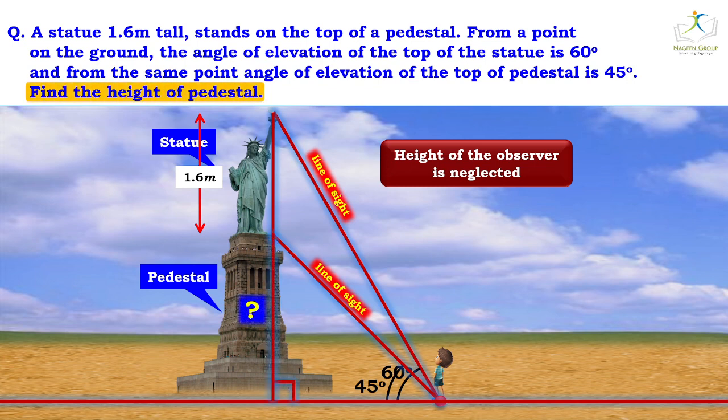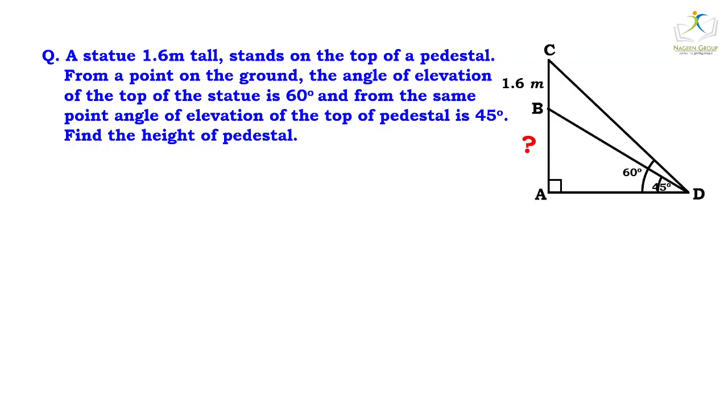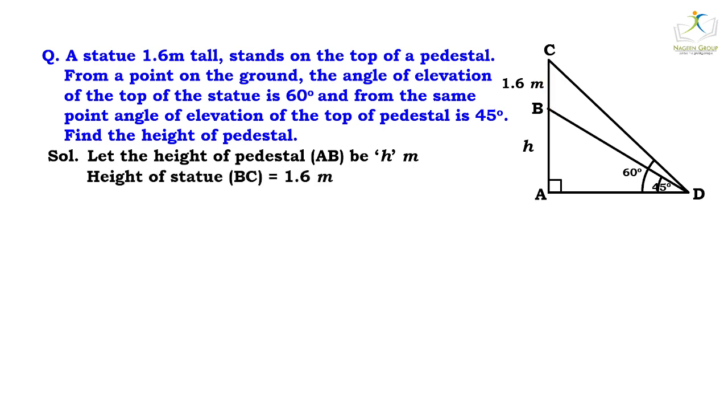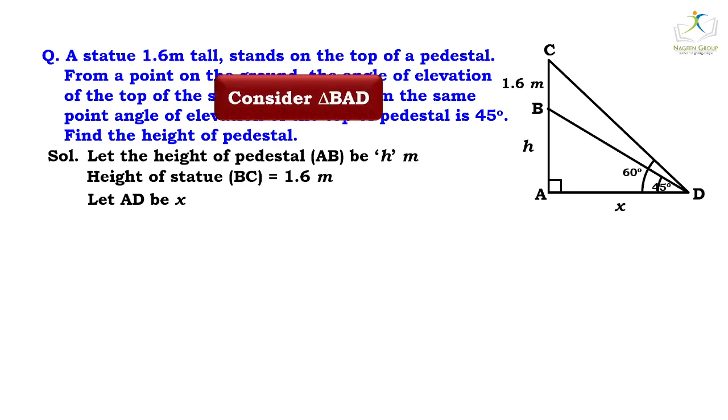We need to find out the height of the pedestal. हमें क्या find out करना है, height of pedestal find out. Clear, students? Now here, this is A, B, C, D. We have here this figure. So in this, we find easily the height of the pedestal. So for this, let's consider it equal to h, right? Height of statue, it is given to us. कितना given है? It is here 1.6. Now AD, that is equal to x. मान लेते हैं AD की वैल्यू कितनी है, x, right?